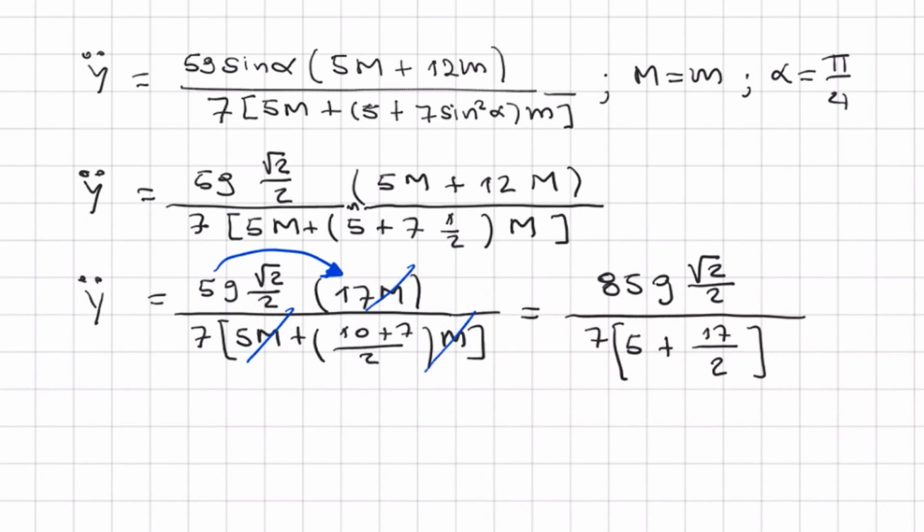Then let's do this part inside the parentheses. That part is equal to 17 halves. I can simplify these two with these two. I mean, it's 1/2 on the numerator and 1/2 on the denominator, and 7 times 17 is equal to 189.